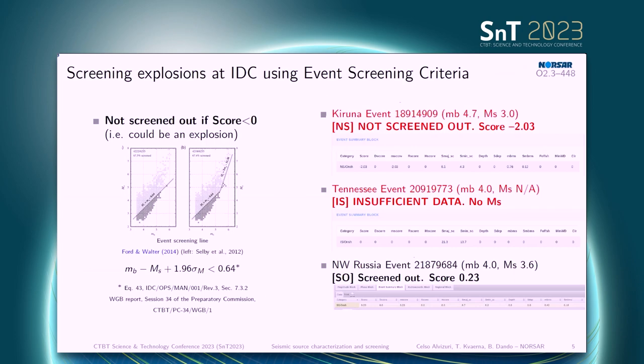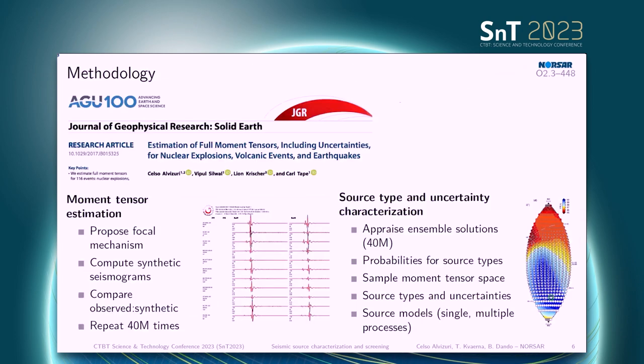So I analyzed these events in terms of moment tensors, as I described earlier, using a methodology that allows me to explore the full space of moment tensors. The way it works is by proposing a moment tensor at any given location in moment tensor space. It computes synthetic seismograms and compares them with the observations, and it does this for a range of focal mechanisms in moment tensor space.